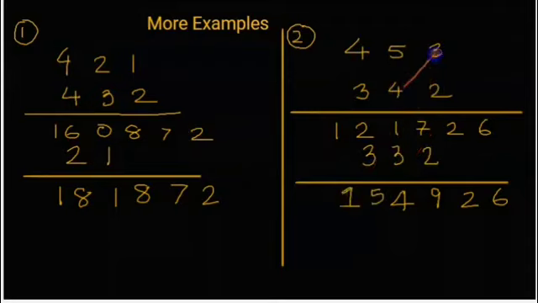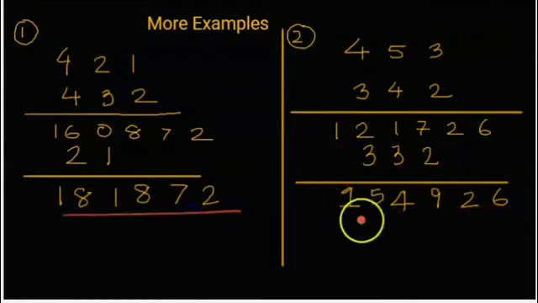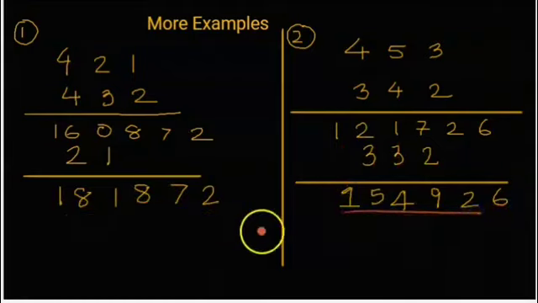Next step, 4 times 3, 12, 5 times 2, 10, 12 and 10, 22, and 3 times 2, 6. And finally you add them 6, 2, 9, 4, 5, and 1, and this is your answer. I hope all the steps have been clear to you.